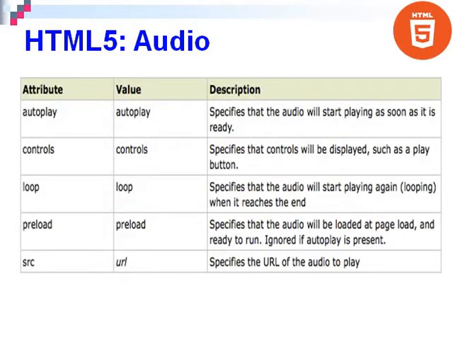Now we can see the possible attributes that can come along with the audio tag. Autoplay takes the value autoplay. It specifies that audio will start playing as soon as it is ready. Controls equal to controls specifies that controls will be displayed, such as the play button. Loop equal to loop specifies that audio will start playing again when it reaches the end. Preload equal to preload specifies that audio will be loaded at page load and ready to run. Then src is equal to the URL of the corresponding audio file. Almost all of the attributes of audio and video are the same.